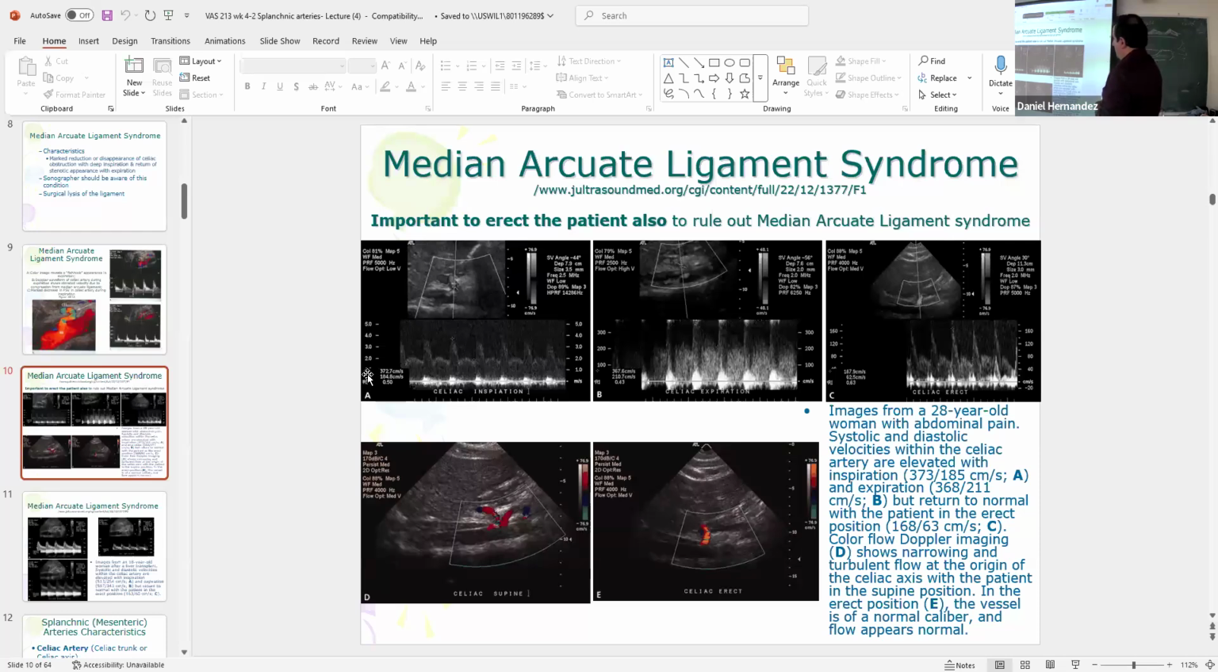So again, it could also be positional. This is picking on the point that with the patient supine, they didn't get the same results, or it wasn't as significant as when the patient was scanned erect versus supine. When they were supine, the velocities were still elevated. But when we sat them erect, we were able to see that change in the respiratory variation. Again, it could be positional.